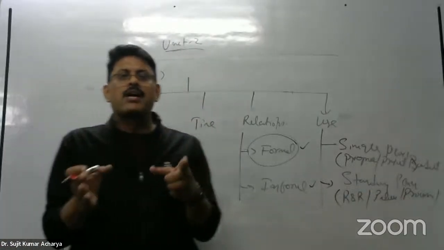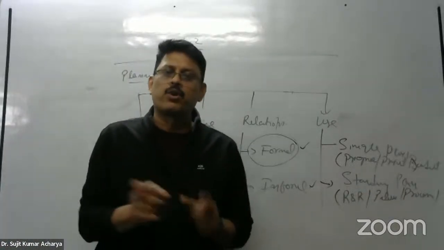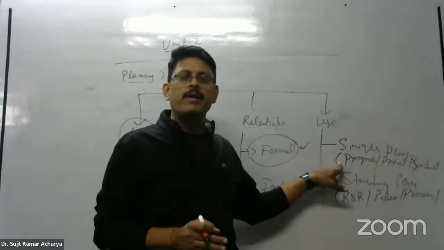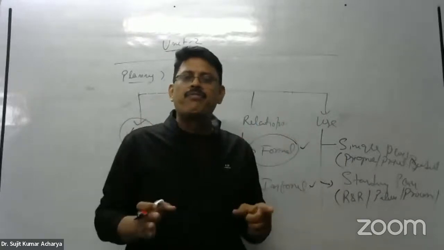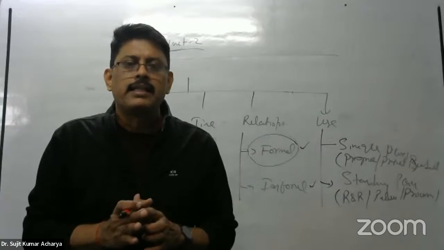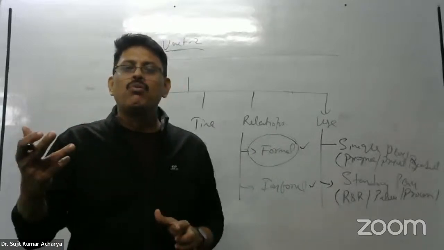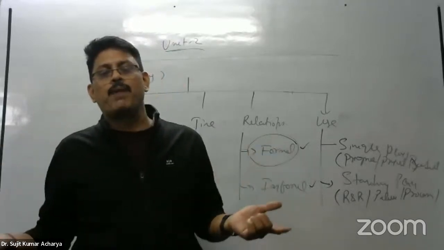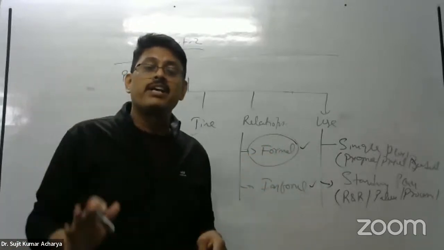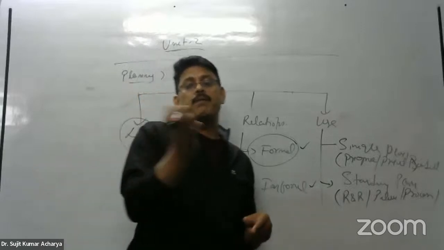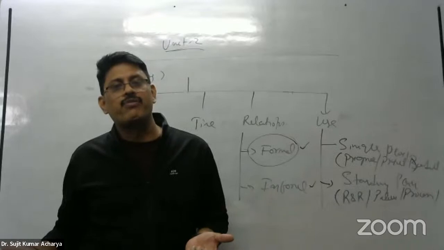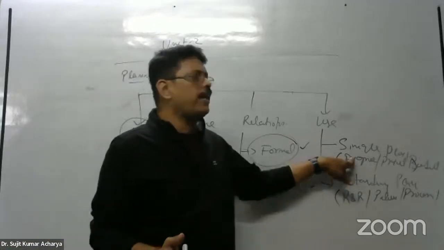For example, we are conducting this personal contact program. This PCP is your single use plan. That means we plan for this PCP, and once it is over, we close it. In the next year, we will go for a different kind of planning, because the students are different, the teacher may be taking a different paper, and the classes may be conducted in a different way. This is all about your single use plan.